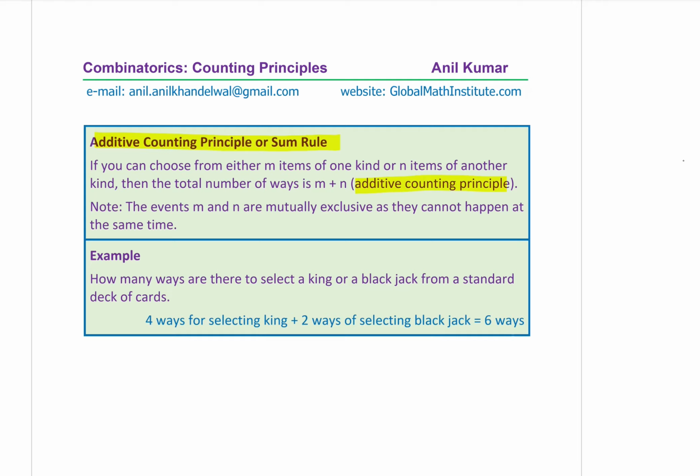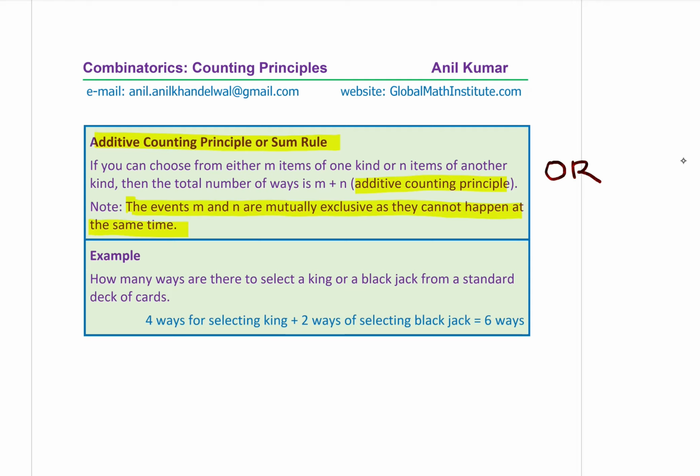And this is like we have an OR operation going on, correct? So either this or that. That is what we call additive. Note, the events M and N are mutually exclusive as they cannot happen at the same time, right? This is very important. So the two events should not be overlapping. They should be mutually exclusive. Nothing common between the two.